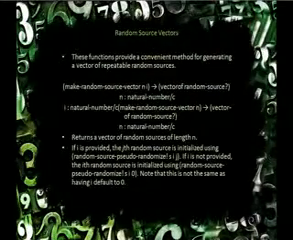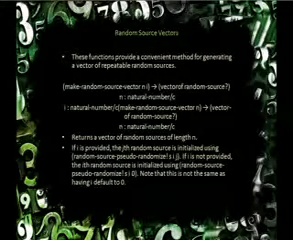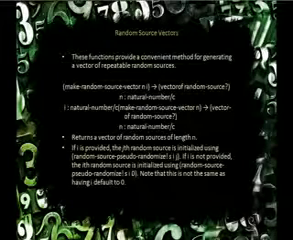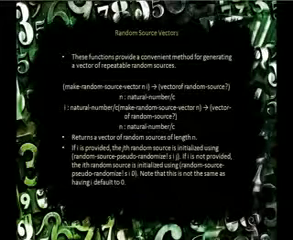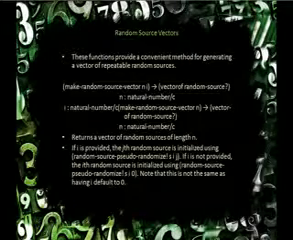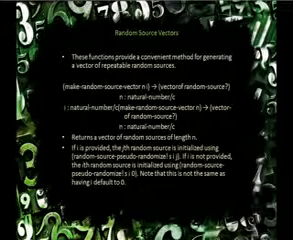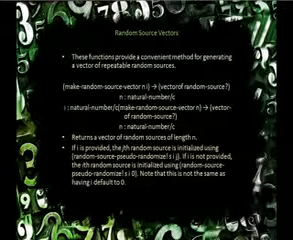Random source vectors. These functions provide a convenient method for generating a vector of repeatable random sources. Returns a vector of random sources of length n. If j is provided, the jth random source is initialized using random-source-pseudorandomize! with S i j. If j is not provided, the ith random source is initialized using random-source-pseudorandomize! with S i 0. Note that this is not the same as having j default to 0.